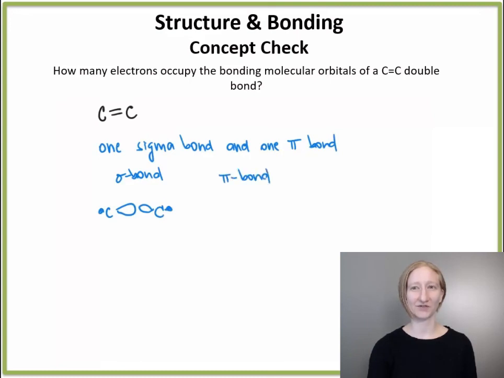The pi bond results from the overlap of 2 p orbitals. We just drew this in the last question. We'll draw it again here. Make sure your orbitals are in phase. Then we just need to remember that each of these bonds houses 2 electrons. So combined, the bonding molecular orbitals of a carbon-carbon double bond will house 4 electrons.